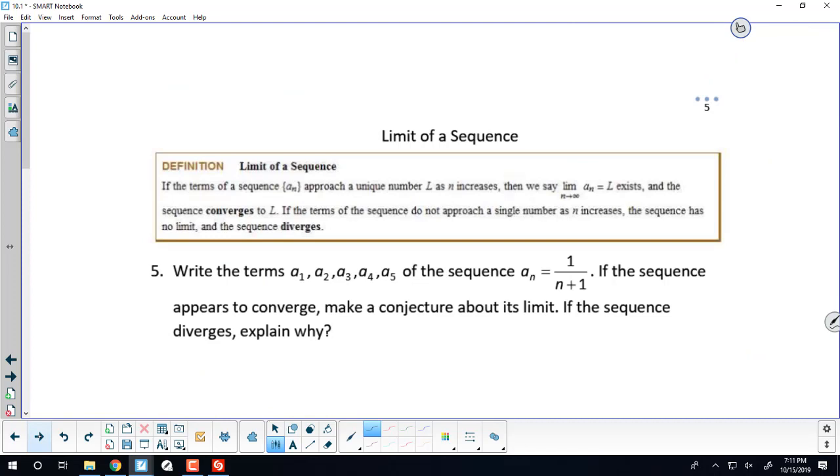So the limit of a sequence: suppose we've got a sequence a sub n. If it approaches a unique number as n increases, and what we mean by n increases is that we're looking at the limit as n approaches infinity on that particular sequence, if that limit exists, then we have a convergent sequence. We say it converges to whatever that number L is. If the terms of the sequence do not approach a single number as n increases, then we say that sequence diverges.